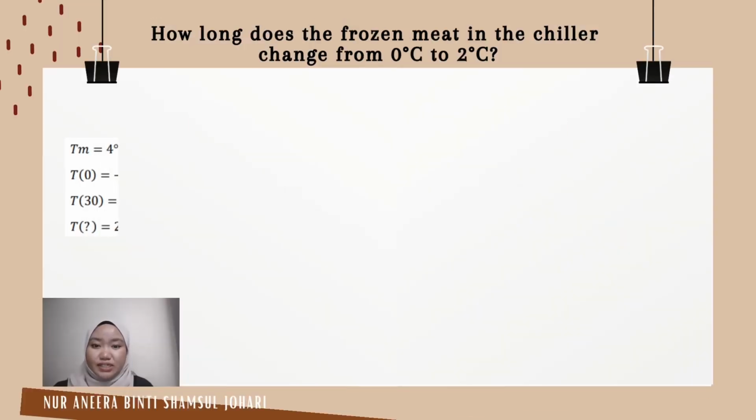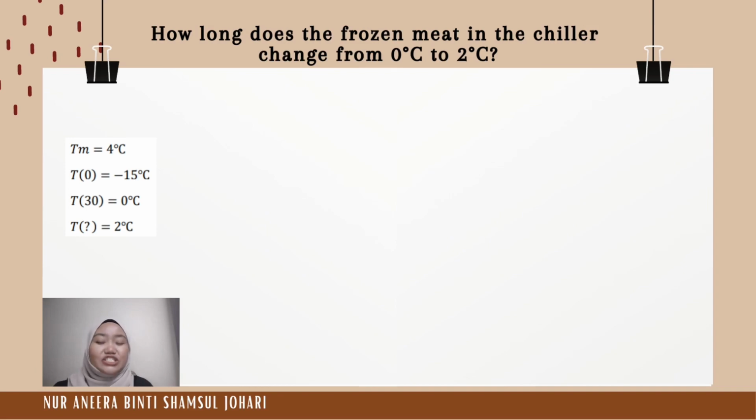The first question is, how long does the frozen meat in the chiller take to change from 0 degrees Celsius to 2 degrees Celsius? From the problem statement, we can gather some information: the temperature of the surroundings is 4 degrees Celsius, the initial temperature of the frozen meat is negative 15 degrees Celsius, and after 30 minutes of the frozen meat being moved into the chiller, the temperature of the meat becomes 0 degrees Celsius. By using this information, we can find the solution for this question.